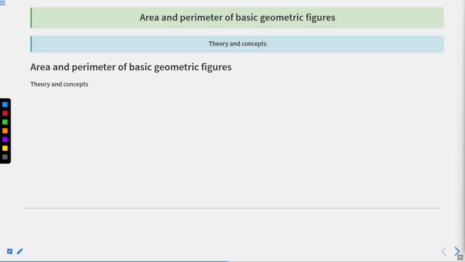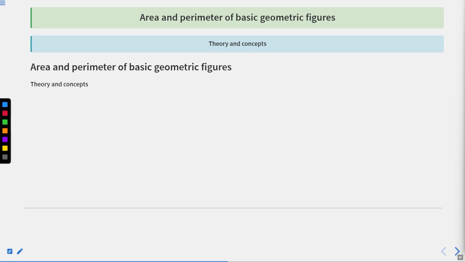Hello viewers, welcome to the lecture series of SSC Quantitative Aptitude, and this is the lecture on area and perimeter of basic geometric figures. Till now we have discussed a lot of geometric figures like triangle. We studied various types of triangle, and later we moved to rectangle, square, rhombus, parallelogram, trapezium, and we also solved a couple of problems based on them.